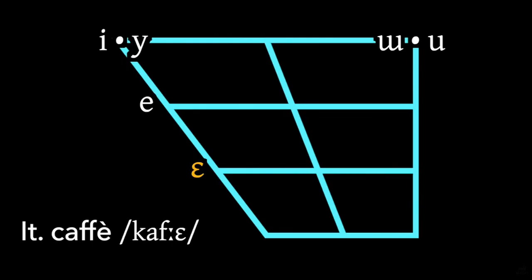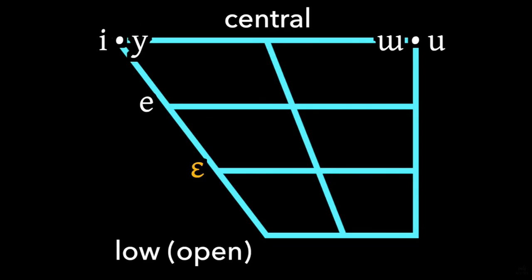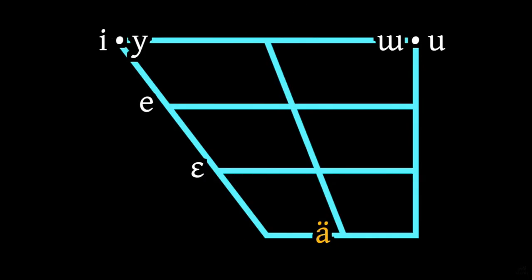The next vowel we need to talk about is a, as in Italian, amare. And this vowel is neither front nor back. It lies on the central axis. It is an open, central, unrounded vowel. But like I said, the majority of English speakers don't have this vowel.